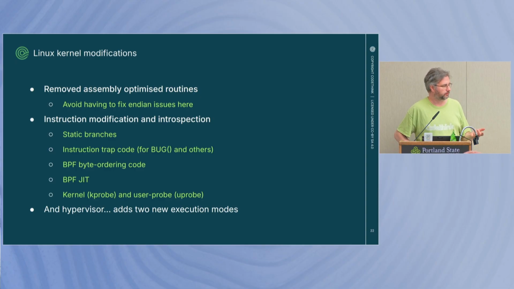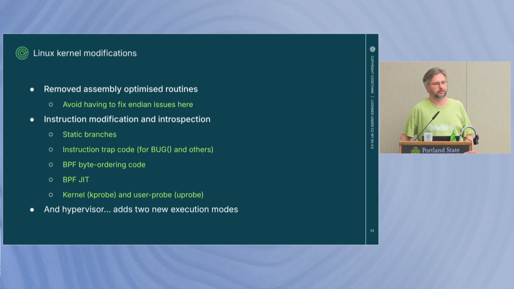If you've played with the Berkeley packet filter, that code actually has a just-in-time compiler. So that has two problems: it produces instructions and it deals with byte-ordered code, because obviously it can either deal with native data or it can deal with network data. And also kernel, kprobe, and uprobe. Those are probes which also cause instruction modifications. I don't know whether we ever completely tested them. We'll probably talk about that in a bit.